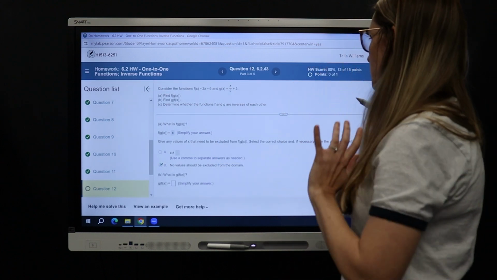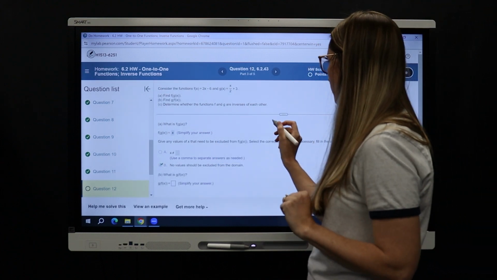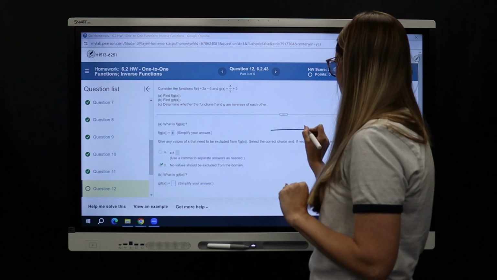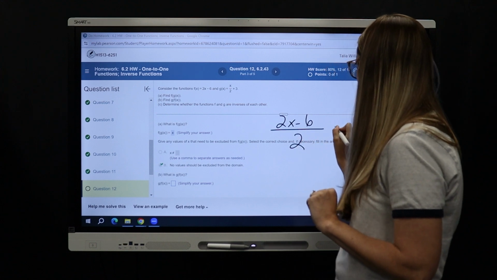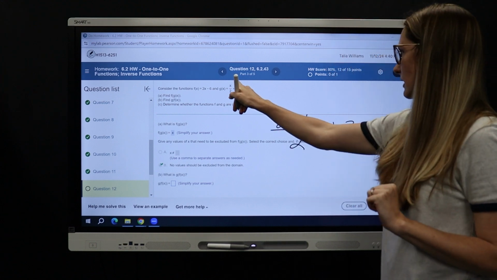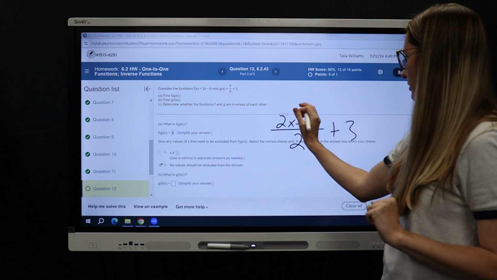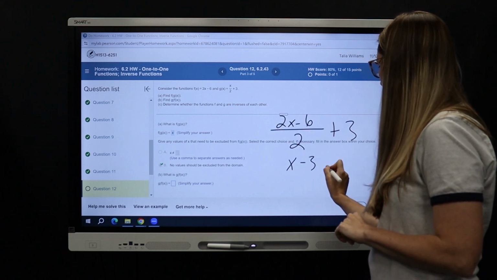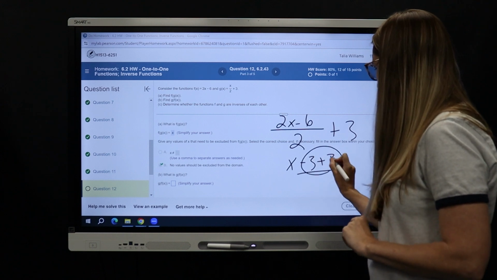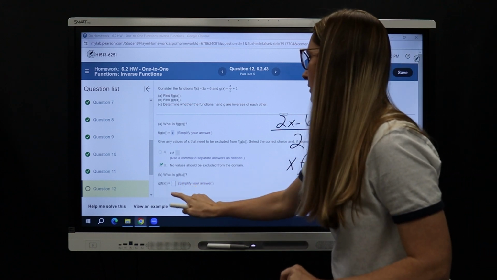Now then, g of f of x, so we're going to have our g function. That makes it easy. We're going to have 2x subtract 6 all over 2 plus 3 because our x is on top of the 2. So we're going to reduce first. So 2 divided by 2, 6 divided by 2, 3 minus 3 is 0. So that's x.